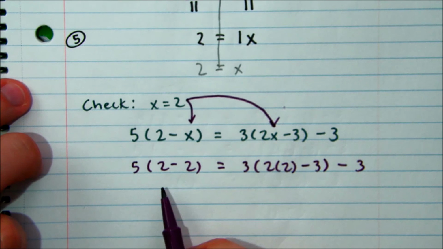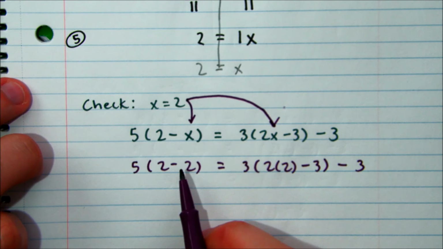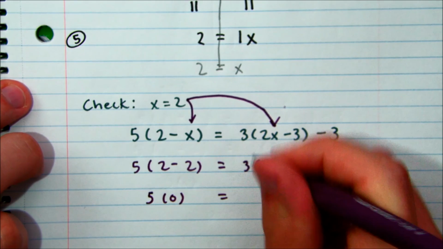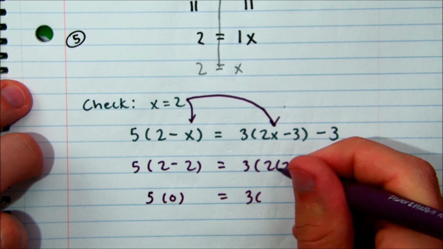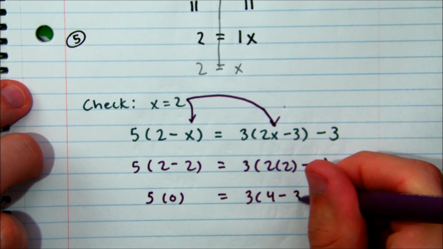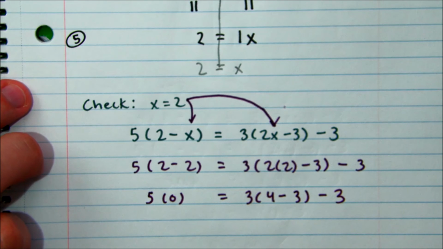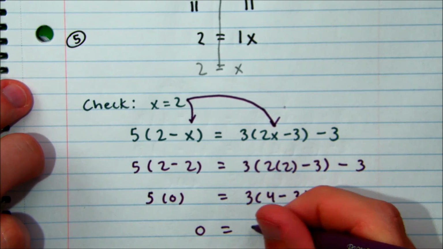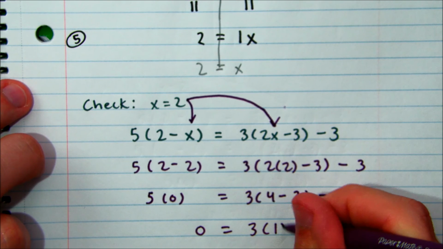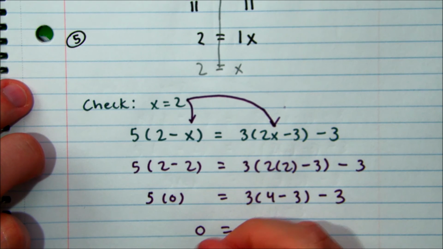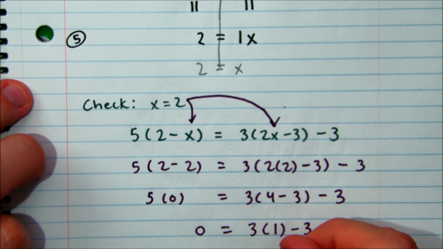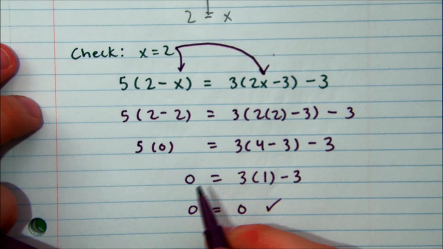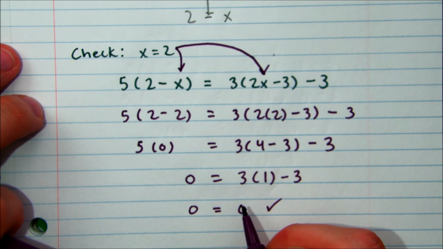Well, following order of operations, I can simplify this. This would be 5 minus 0. This would be 3 times 4 minus 3 minus 3. Well, this side, 0 times 5 is 0. And on this side, it gives me 3 times 1 minus 3, which, again, works out to be 0. So since it works on the left side and the right side, 2 is the solution to this equation.